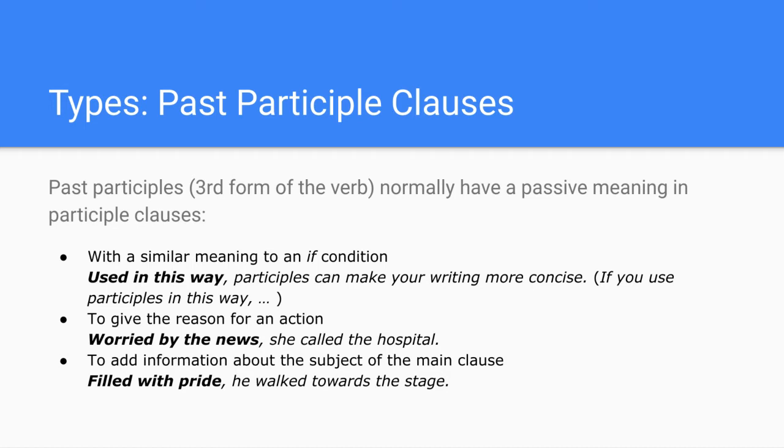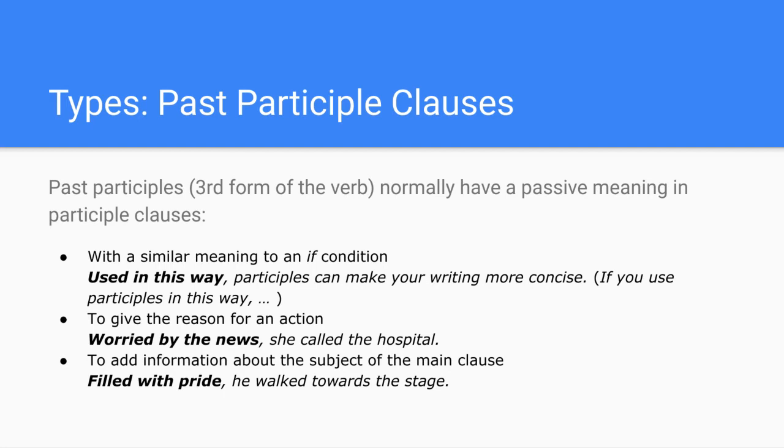Again, we can use the second type, we can use the past participle, or that's to remind you the third form of the verb. And normally those would have a passive meaning in a participle clause. And you can use them to convey a similar meaning to an if condition. Used in this way, participles can make your writing more concise, meaning if you use participles in this way, this will do this and that.